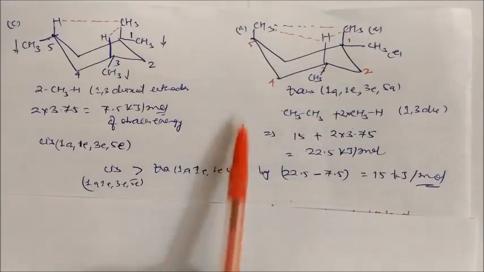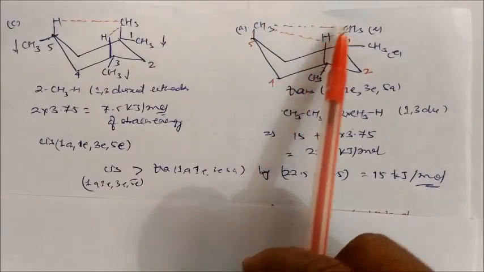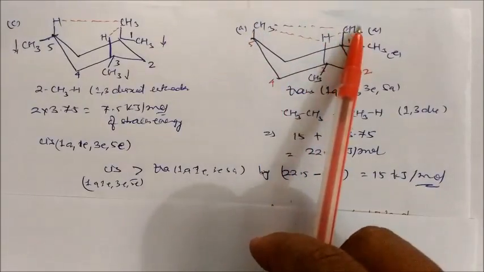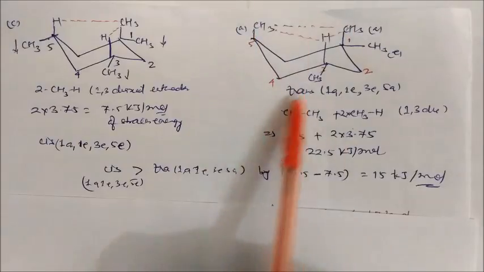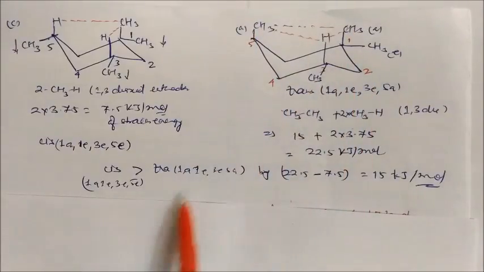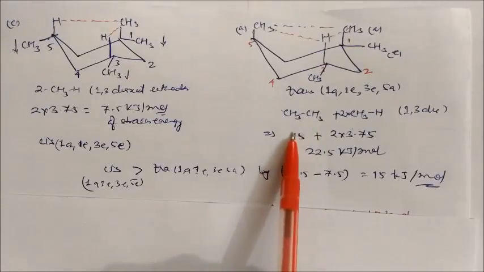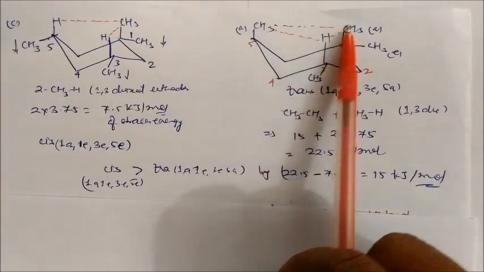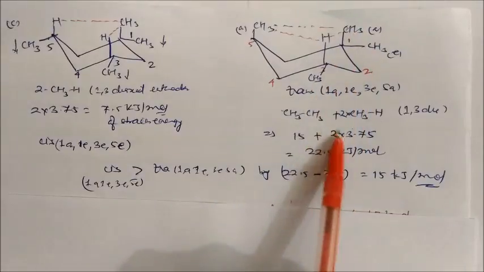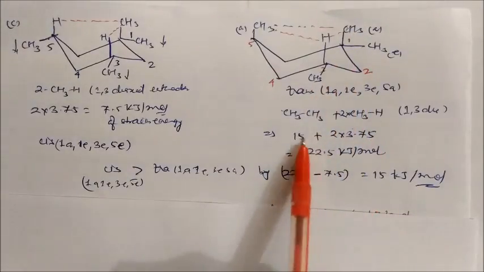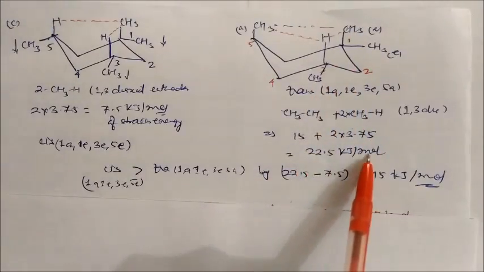Now what is the strain energy? This methyl is interacting with the hydrogen and methyl. So there is 1 methyl interaction and 2 CH3 hydrogen interaction. These 2 are equatorial, so there is no interaction. Total energy will be, for methyl the given energy is 15 kilojoule per mole, but in case of CH3 hydrogen there are 2 CH3 hydrogen interactions, so 2 into 3.75. So total energy, if you calculate, is 22.5 kilojoule per mole.